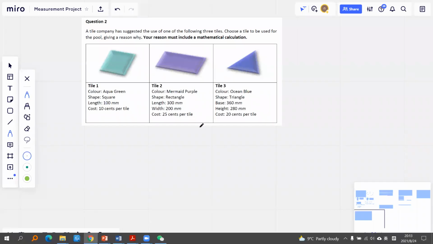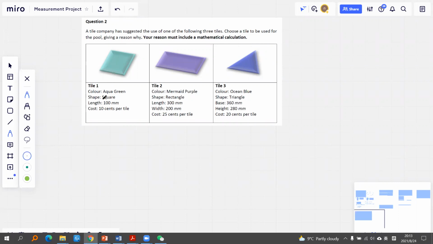Hello guys, let's continue with question 2. So it asks you to choose one tile from the 3 tiles to be used for the pool, and you need to give a reason. And the reason must include a mathematical calculation.